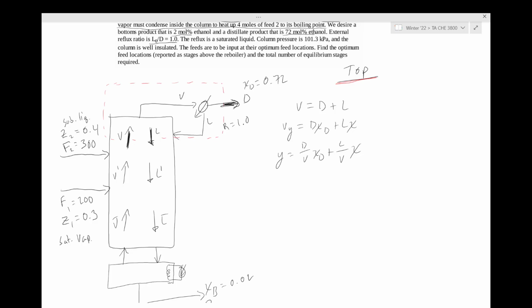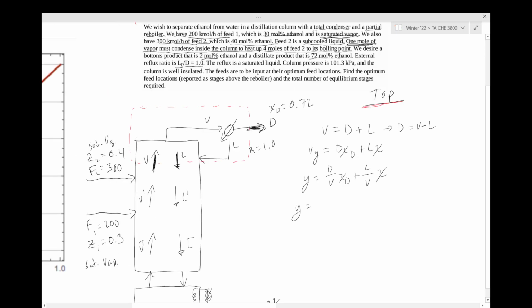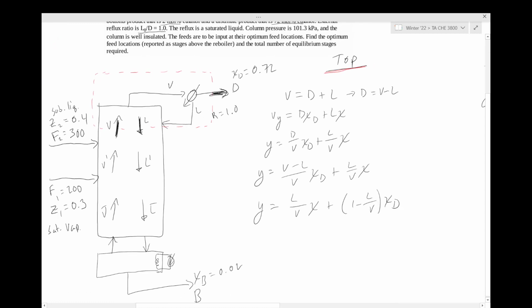So you can solve this in terms of, typically I think you'll see this in terms of L over V. To do that, you just take this equation. You want to plug in for distillate. So it's going to be equal to V minus L over V times x_D, plus just L over V. Write the last term first. And there you go. That should be the equation that you guys recognize from the book.